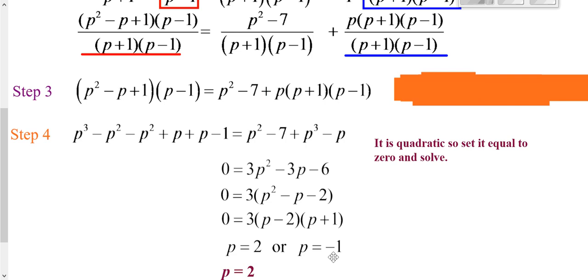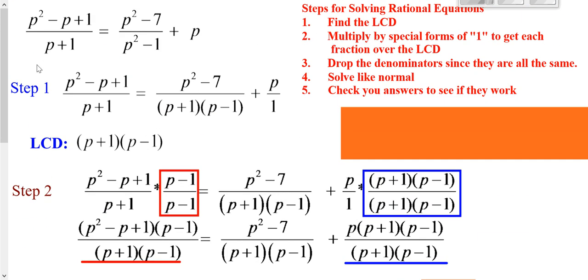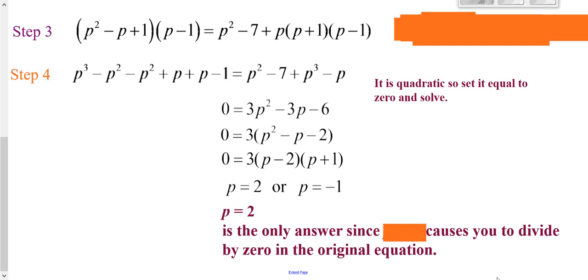If we take -1 and plug it into our original problem up here, p being -1 plus 1 gives you 0, and we can never divide by 0. So that -1 is something that we got from doing correct work. It's referred to as an extraneous solution, but it does not work in your original problem.